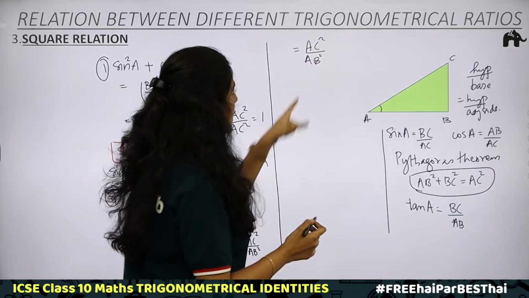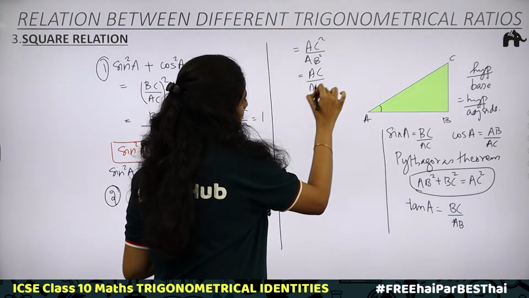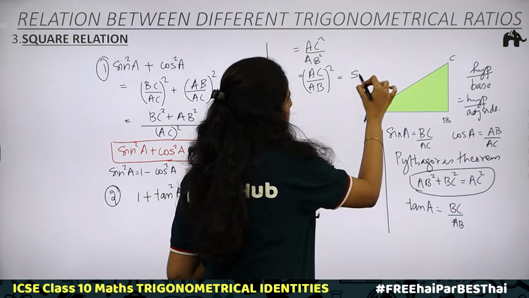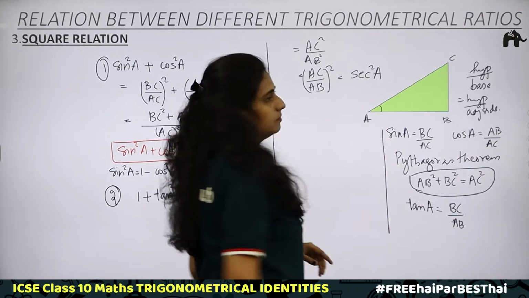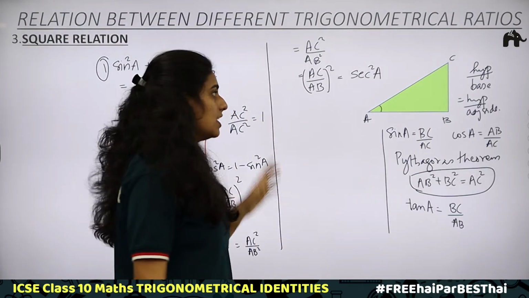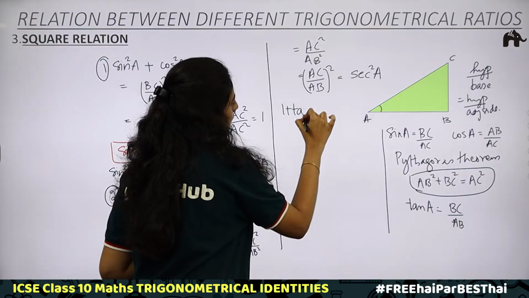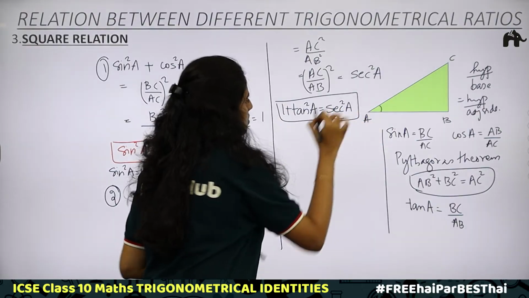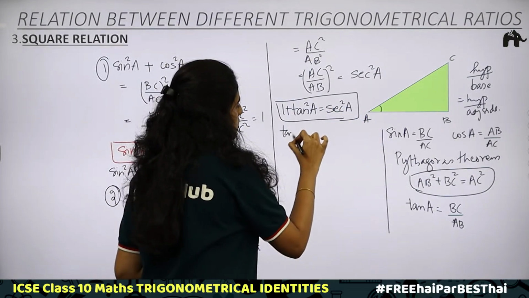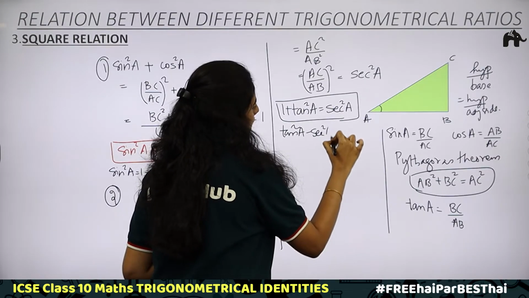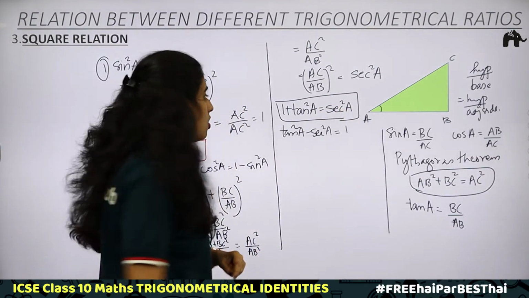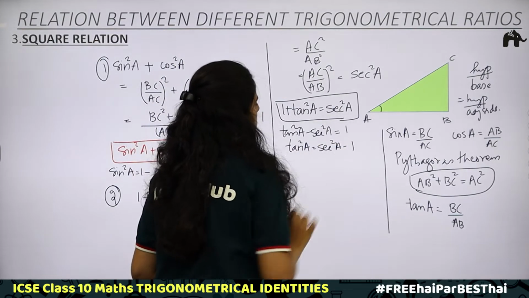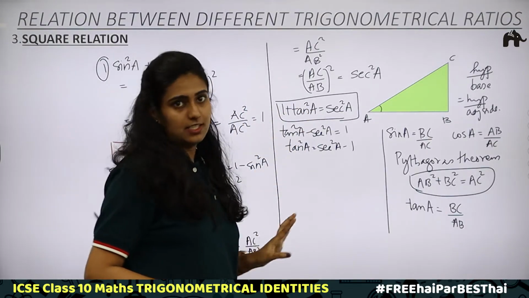Here we have AC divided by AB whole square. AC by AB whole square will be equal to sec square A. Okay. So this is the second identity or the second square relation. 1 plus tan square A is equal to sec square A. From this you can get two other relations, that is sec square A minus tan square A is equal to 1, or tan square A is equal to sec square A minus 1. So these are the relations that we get from the second identity.